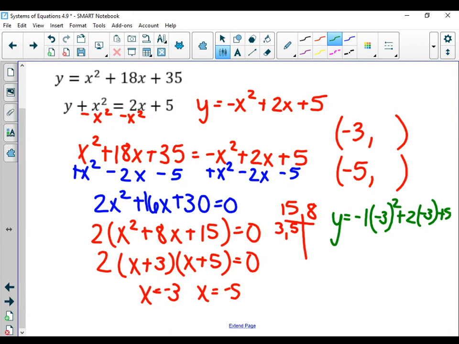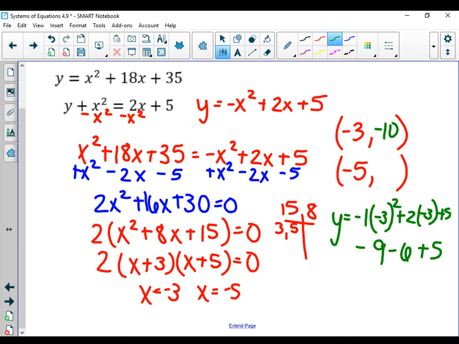so then I could say -3 squared is a +9, but the negative that's in front of that makes that a -9 minus 6 plus 5. So -9 minus 6 gets me -15. -15 plus 5 gets me a -10. Okay.